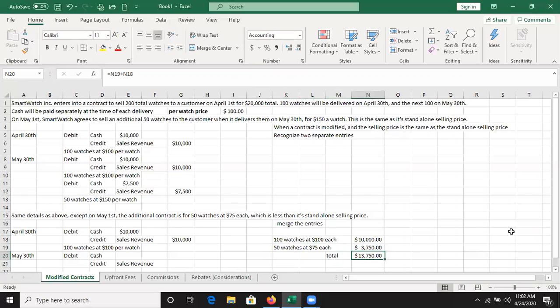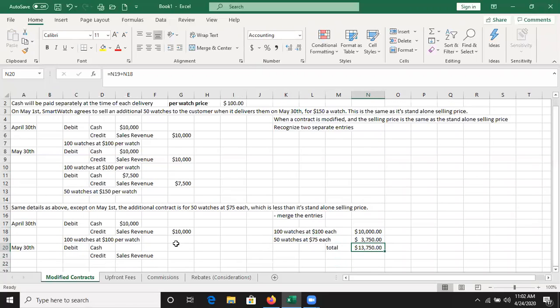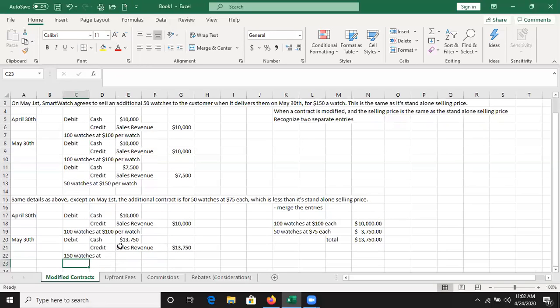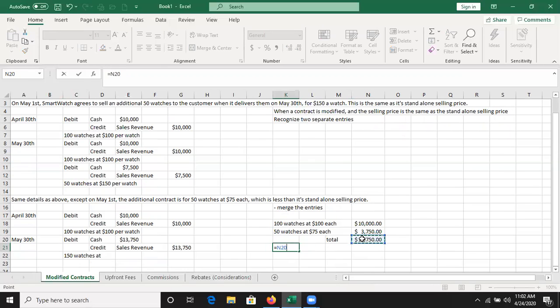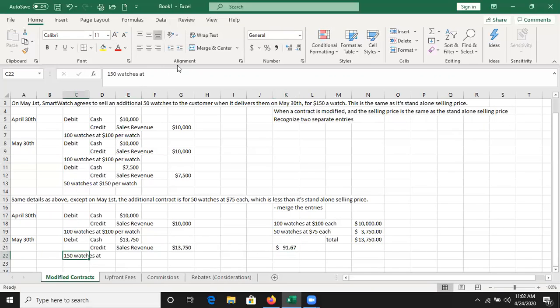Okay, so this is the total cash that we're going to recognize on May 30th, 13,750 for sales revenue. And then in our notes, what we do is we say this is for 150 watches at, so what do we need to do? We need to find the new per watch price based on this total. So it's 150 total watches, 100 plus 50, and this is the total selling price. So 13,750 divided by 150, it's $91.67 a watch.